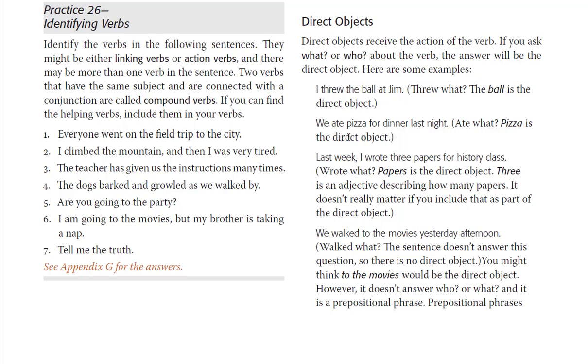Okay, we ate. I gave money to Joan. Money would be the direct object. To Joan would be the indirect object. Indirect object is also after the verb, but not directly after the verb. That makes it an indirect object.